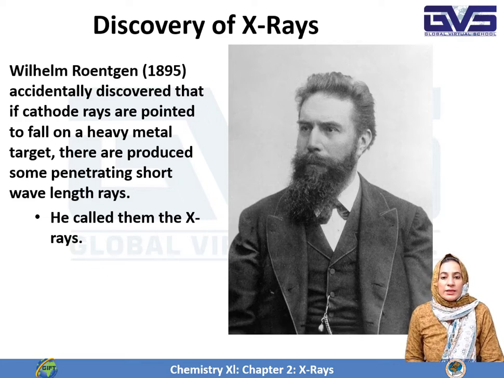Students, basically X-rays were accidentally discovered by Röntgen in 1895. He discovered that if cathode rays are pointed to fall on a heavy metal target, students, heavy metal target means anode of the metal having high atomic number or of high atomic mass, there is production of some penetrating rays with short wavelength, and these rays he called the X-rays.